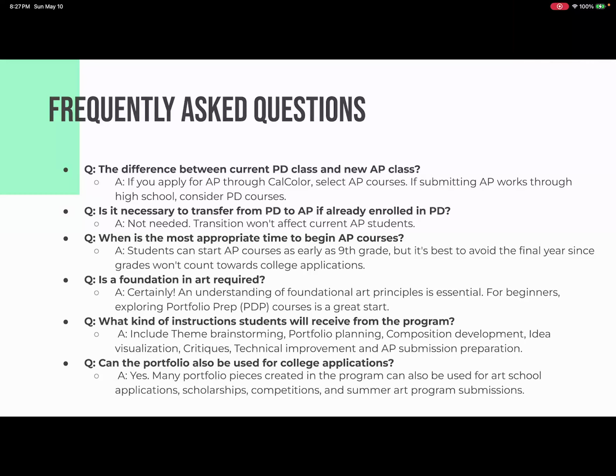Okay. Now we're going to be spending upwards of a year or even more on this portfolio. Will we be able to use this portfolio for college applications as well? Yes, in fact, many portfolio pieces created in this program are also used for college applications or scholarships, or even in some art competitions. Some people also use them for summer art program submissions too.